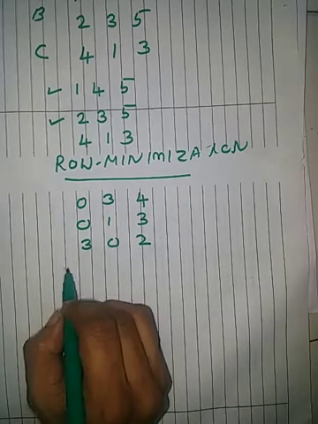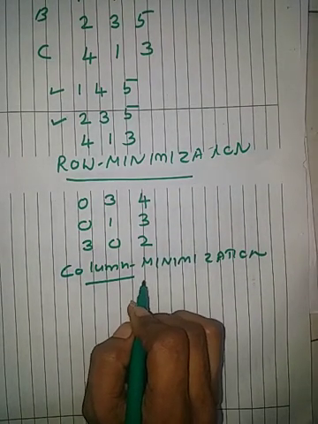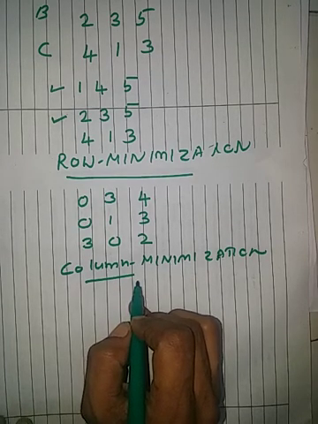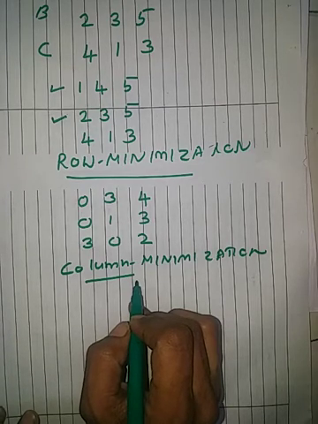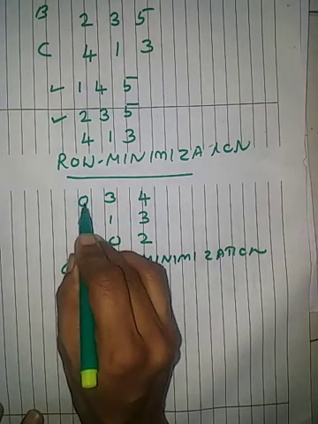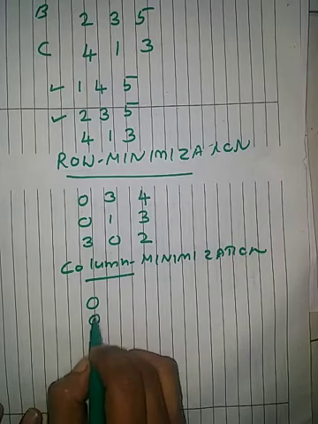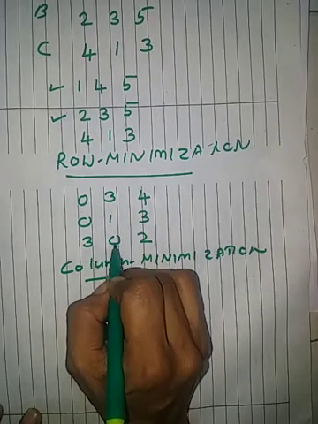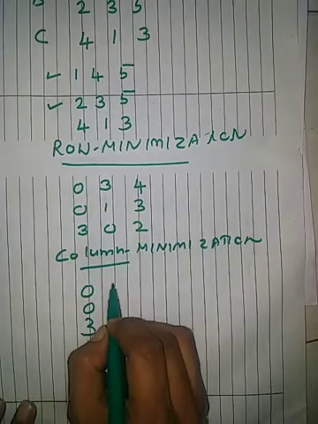Next is column wise minimization. Similar procedure by column. Selecting the smallest element of each column and subtracting that smallest element from the entire elements of that column. First column, minimum element is 0. Subtracting 0, we will get the same column. Second column, 3, 1, 0. Minimum element is 0. Again, we will subtract 0 from the entire column. We will get the same column.